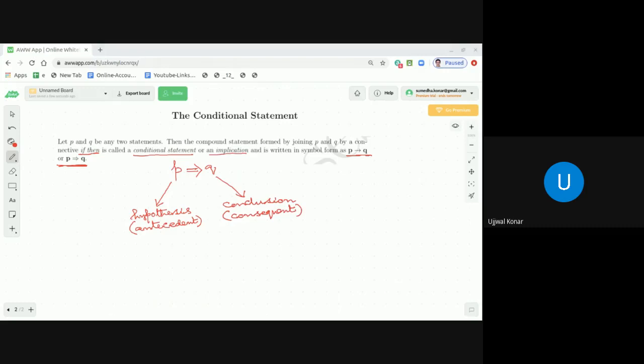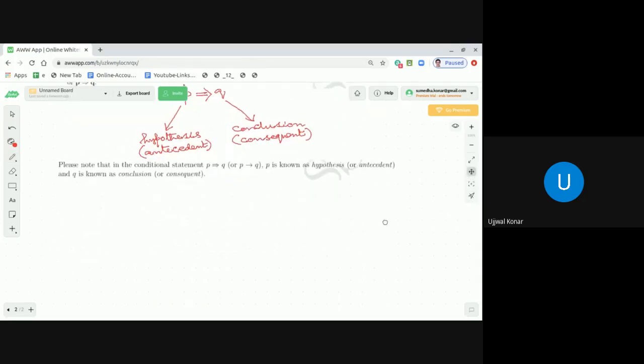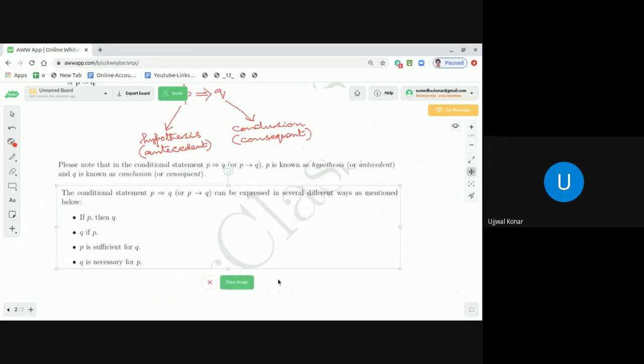So first, whatever I just said, let me copy paste from the study material, and here it is, as I just wrote above about the hypothesis or antecedent and conclusion or consequent. Now I'm just going to tell you the literal meaning of all this, P implying Q or P arrow Q. So we know this is a conditional statement.